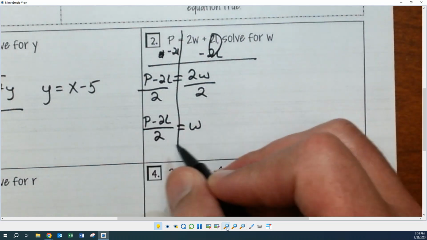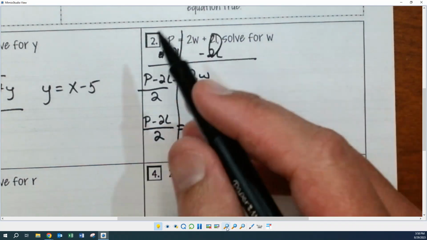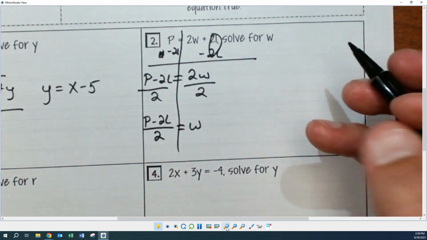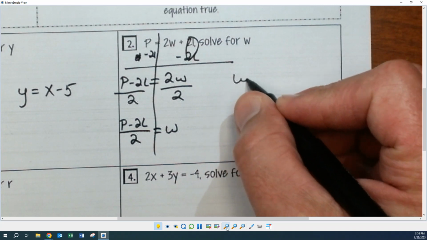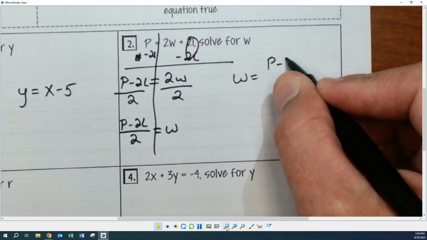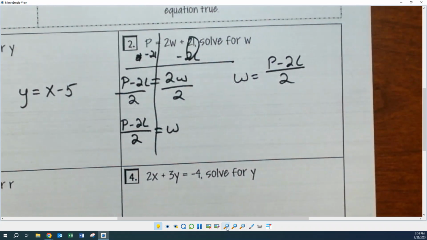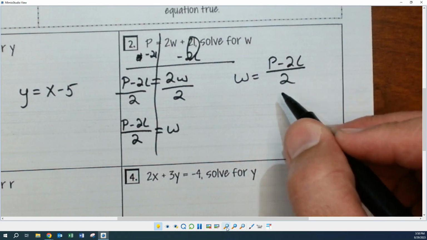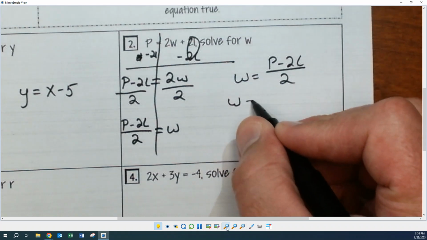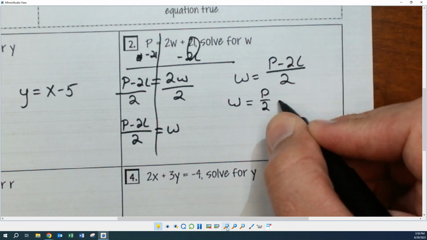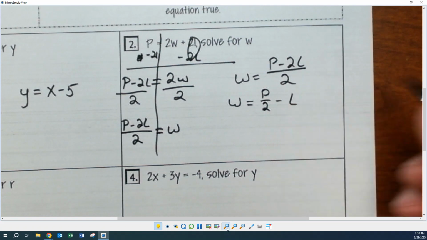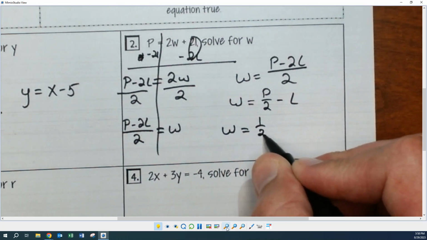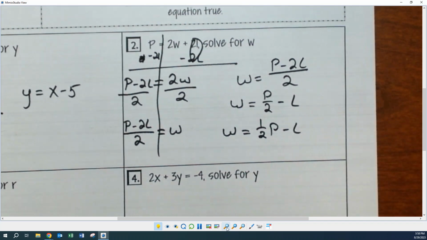Remember when we talked about how, when I'm solving equations, I always want to deal with parentheses first, because if I don't deal with parentheses, this is what you can end up with. So there's multiple ways that you could write this. You could write this as W equals P minus 2L divided by 2. You can distribute your dividing by 2 to each one. So this could be W equals P divided by 2 minus 2 divided by 2 is 1, so it's minus L. You could write it as W equals 1 half P minus L.